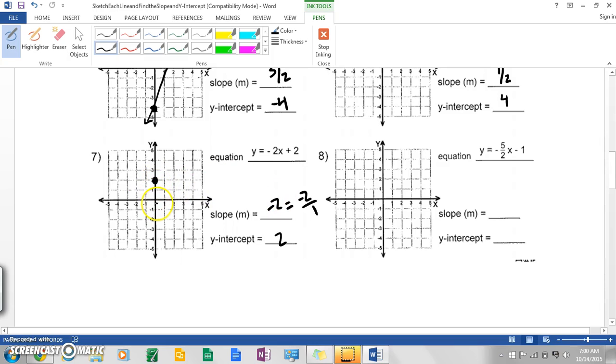Slope in this case is down 2 to the right 1. This example, slope negative 5 over 2. We have to include that negative there. We can't just get rid of it. Y-intercept negative 1. So we're going to start here. So it's going to be down 5, 1, 2, 3, 4, 5 over 1, 2. Yes, it does go off the graph. Yes, that's okay.